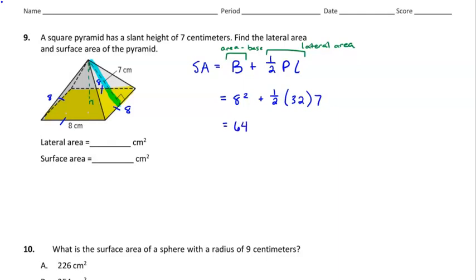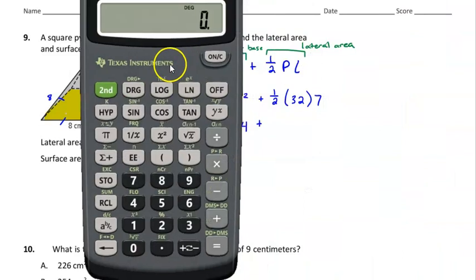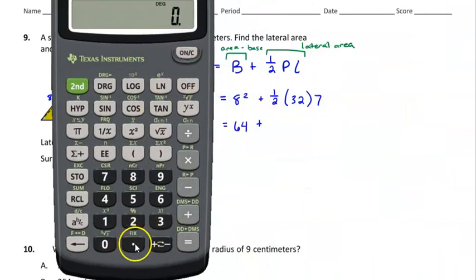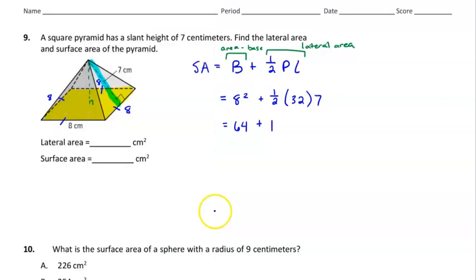So we've got 64 plus, and then you're going to multiply all of this, and that gives me 1/2 of 32, which is going to be 16. So 0.5 times 32, which is 16, times 7, gives me 112. And that means our lateral area is 112. But then when I add these two together and I get 176, that is going to be our entire area of the whole thing.